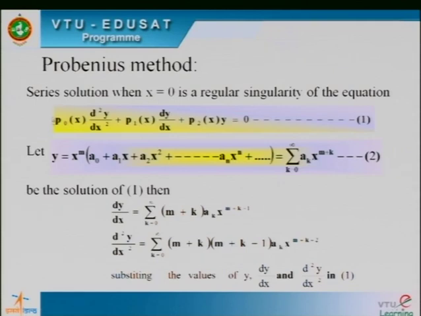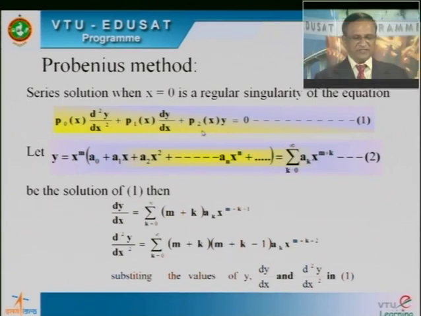Now I want to continue in a similar way. We can discuss the Frobenius method. Now you are observing that the given equation may be in this form: p0 x into d square y upon dx square plus p1 x into dy by dx plus p2 x into y is equal to 0. Again, p0, p1, p2 are polynomials. Here x is equal to 0 is a regular singular point.